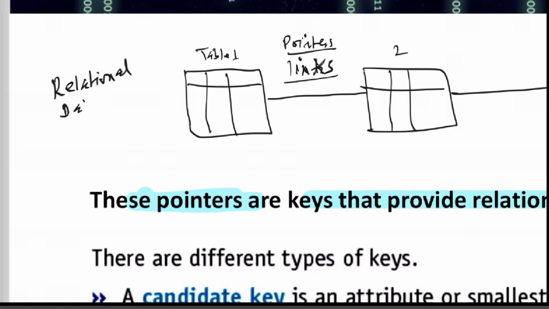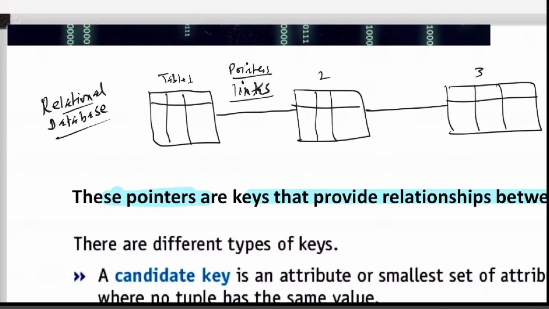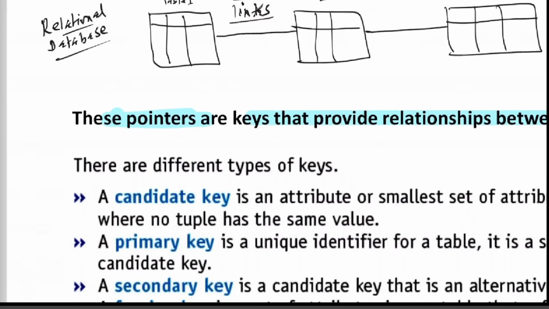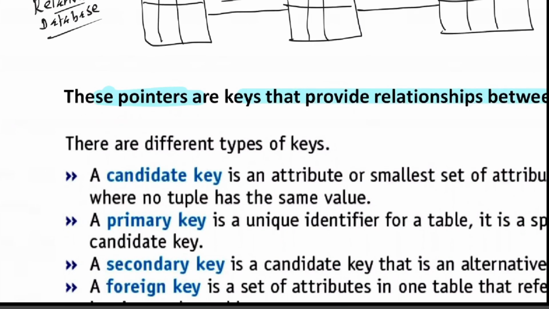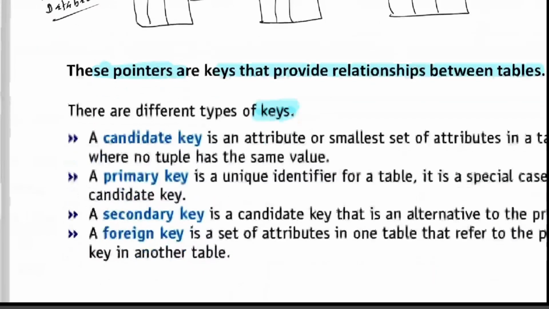Relational database. You can see my last video. I have explained the key features of the relational databases in comparison with the file-based database. So the key thing in the relational databases are the pointers or the links, and these pointers and links are developed with the use of keys. Now there's a discussion of keys.